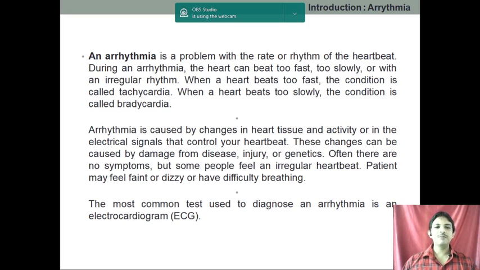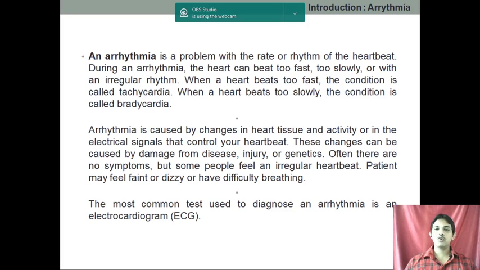Arrhythmia is caused by changes in the heart tissue activity or the electrical signal that controls the heartbeat. These changes can be caused by damage to the tissue, injury, disease, or genetics.